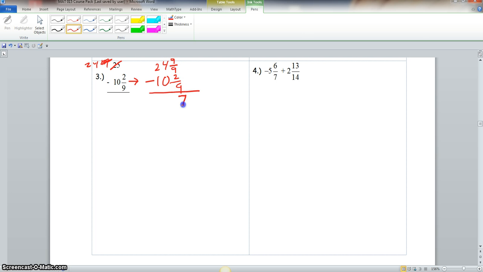9/9 minus 2/9 is 7/9. 24 minus 10 is 14. So it's 14 and 7/9.